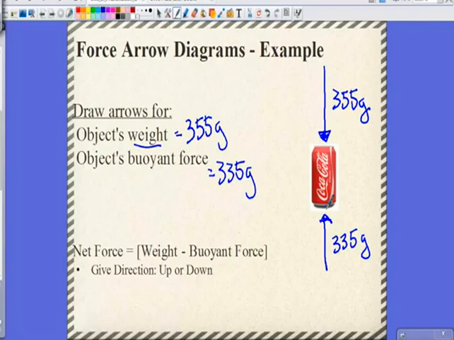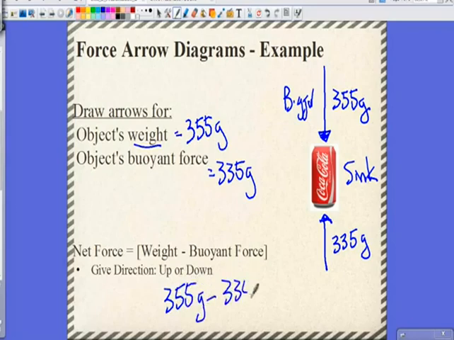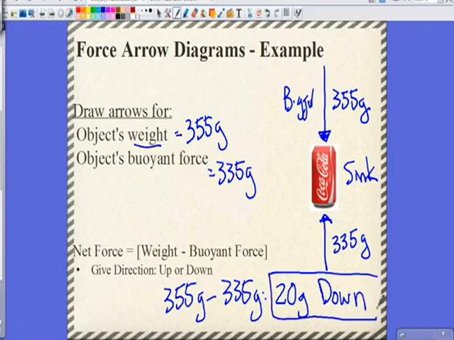Now, just by looking at that, you should already know whether or not the object is going to sink or float. I know that this arrow right here is bigger, which should tell me that the object is going to sink. Therefore, when I do my net force, and again, we did this last unit, it's 355 grams minus 335 grams, which equals 20 grams. And again, remember, with the force, you have to tell me which way it's going. And since it's going to sink, it's 20 grams down. All right? So that's my net force. My net force is 20 grams down.